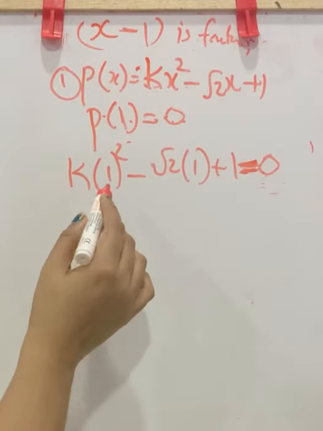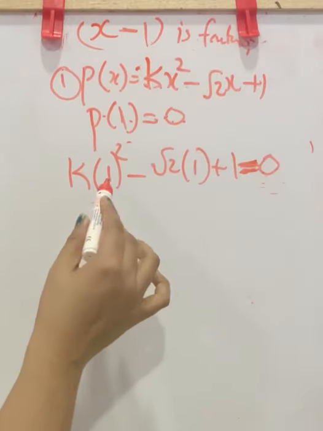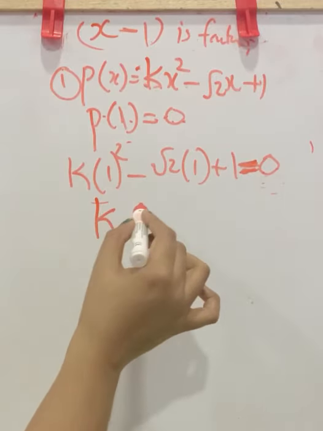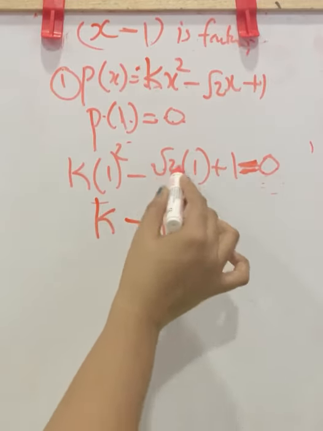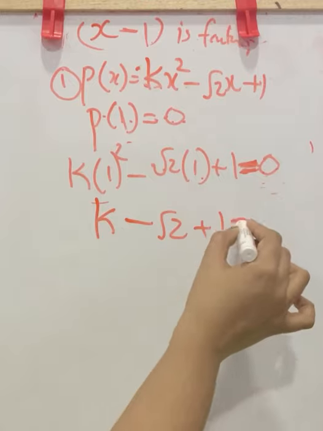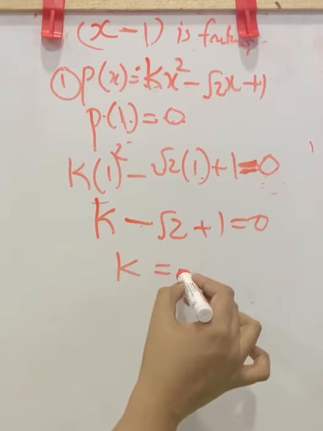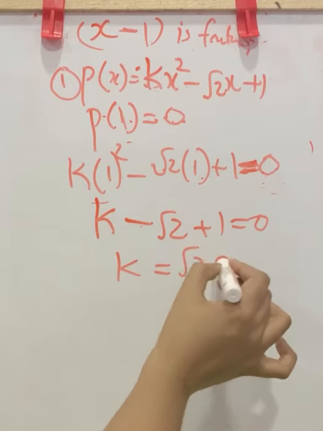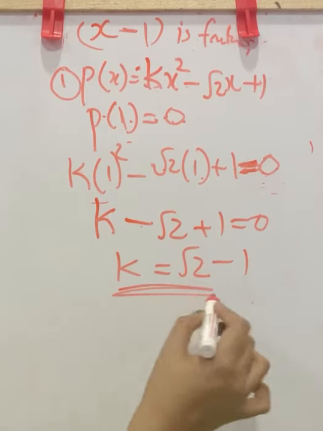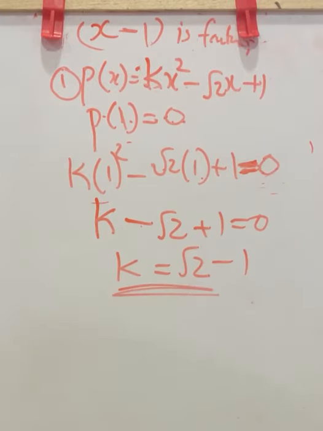Now this becomes k into 1 square is k. 1 square is 1 and k into 1 is k. Minus root 2. Root 2 into 1 is root 2. Plus 1 equal to 0. So k is equal to minus root 2 taken to RHS, it becomes positive root 2, plus 1 minus 1 here. Value of k is root 2 minus 1.